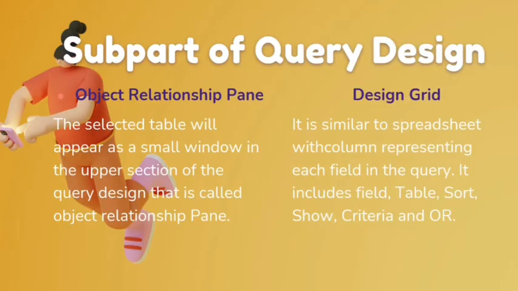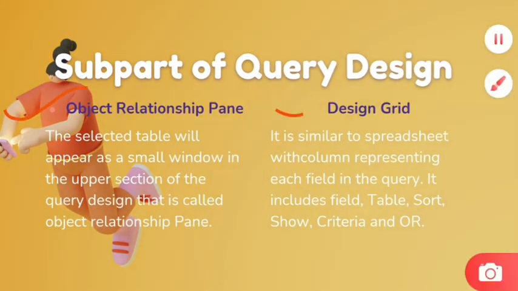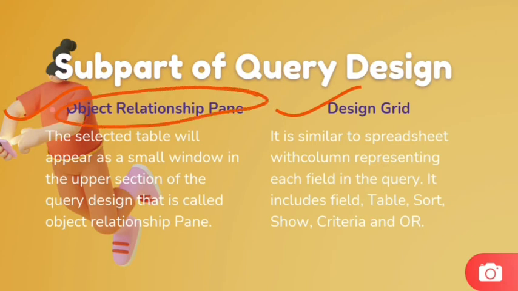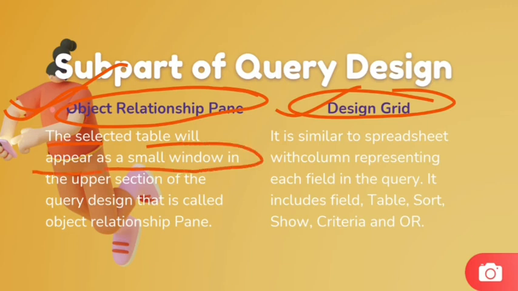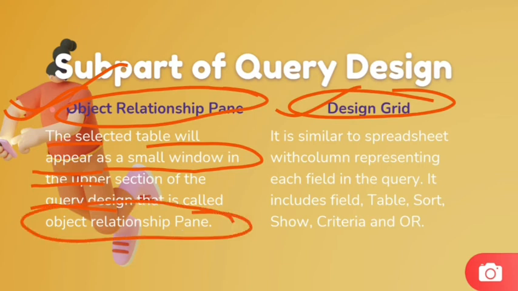The next heading is the subparts of query design. Suppose you are creating a query with query design, you will see two types of sections: the first one is the object relationship pane and the second one is the design grid. What is the object relationship pane? If you have selected any table, it will appear as a small window in the upper section of the query design, and that is called the object relationship pane.